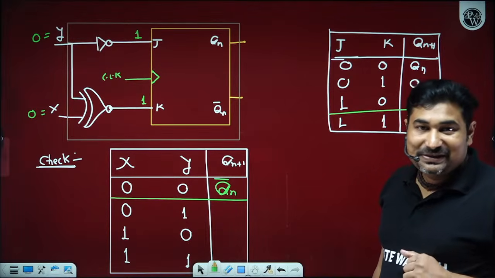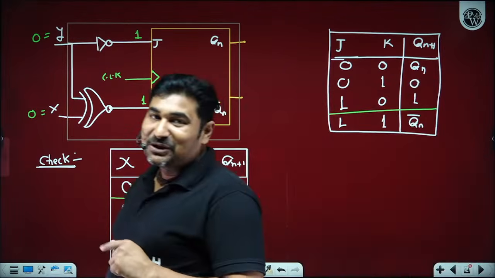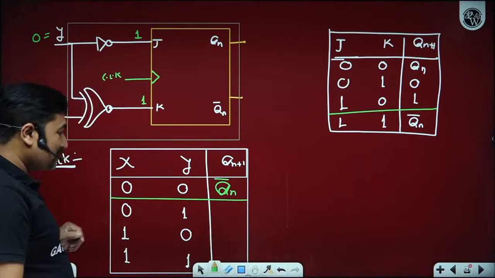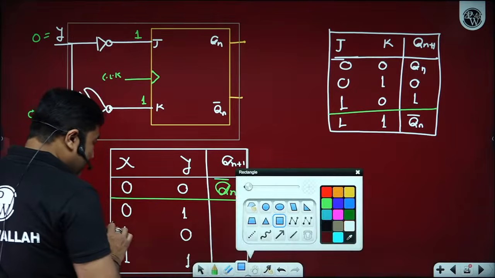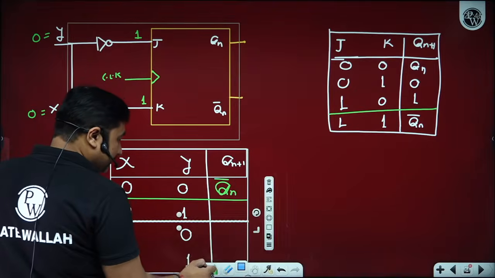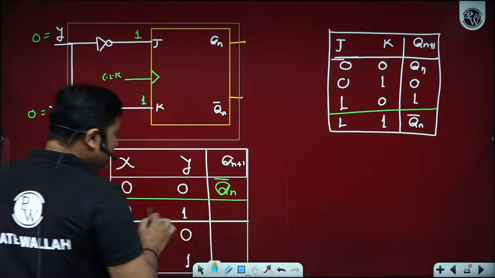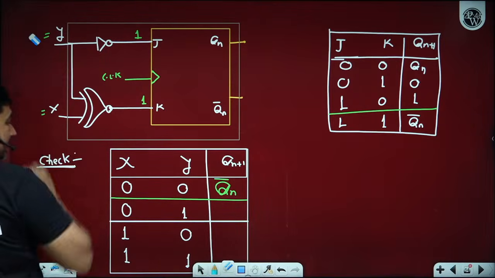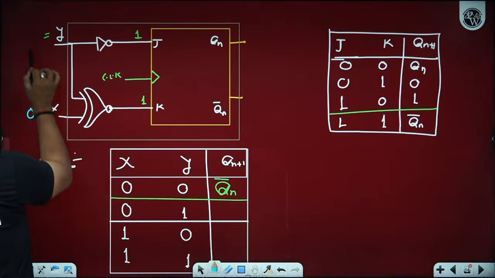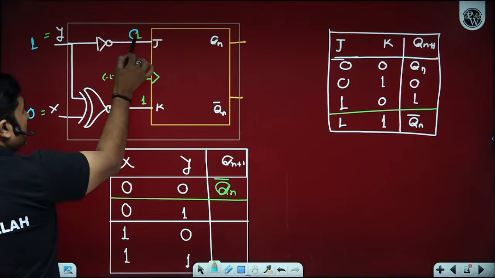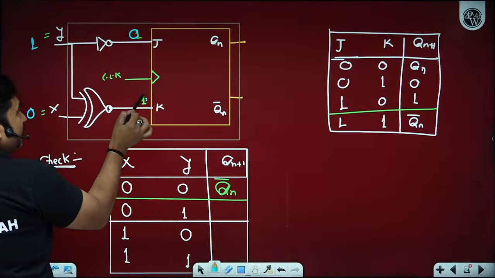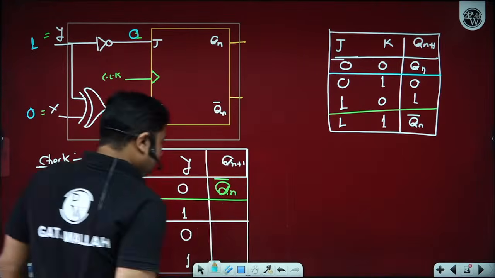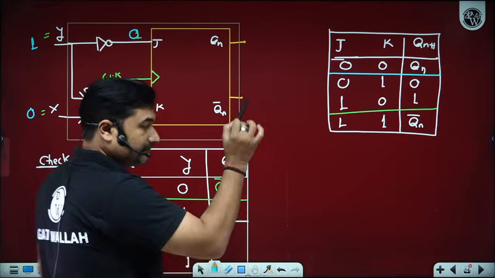Is it okay? How many of you are able to understand? Again observe. Suppose the present input X is 0 and Y is 1. X is 0, Y is 1. If this is 1, its complement is 0. 1 and 0 are different, so this will give 0. 0, 0 on the JK flip-flop will give the next state as.